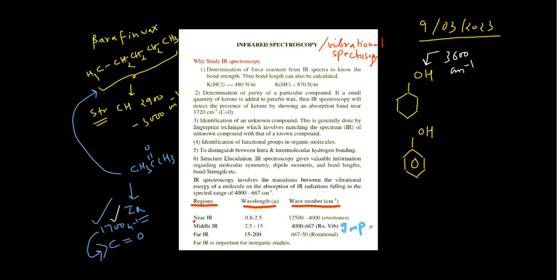So this range is very important, and later when we interpret the IR spectra, you will find all the results in this particular range. This is very important to note. And after that comes the far infrared region, which extends from 15 to 200 micrometers, and you can convert this into 667 to 50, right?